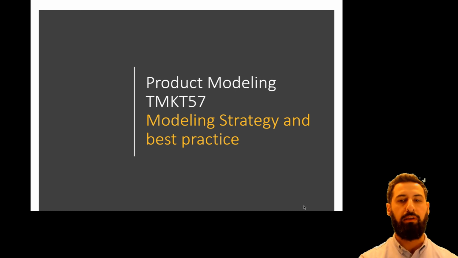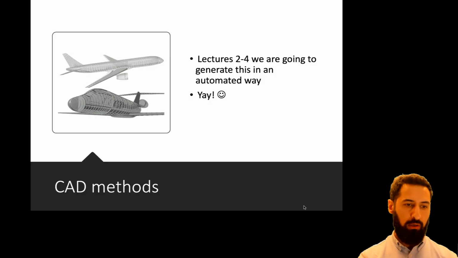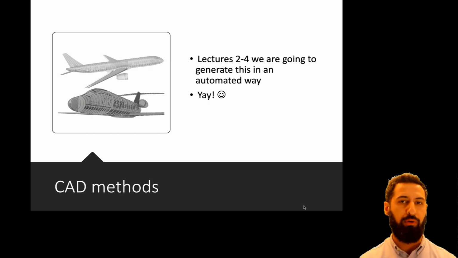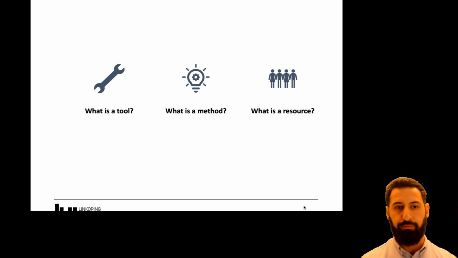It's going to be about modeling strategy and best practice. So the following lectures will be both some PowerPoint slides, and also I'm going to do some hands-on CATIA modeling and programming. And the goal is to create an aircraft configurator and then automate a lot of repetitive design. So in order to really come up with good solutions, you really need to think about these three things, and that's why we're going to dive into them a little bit more today.